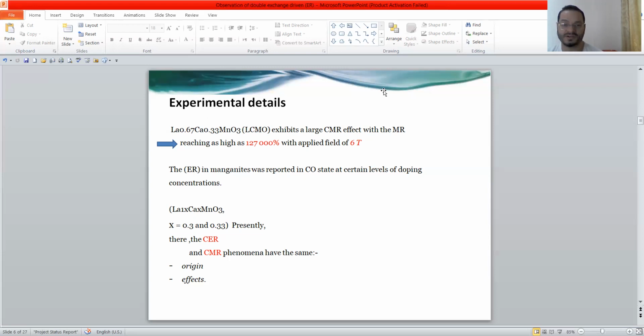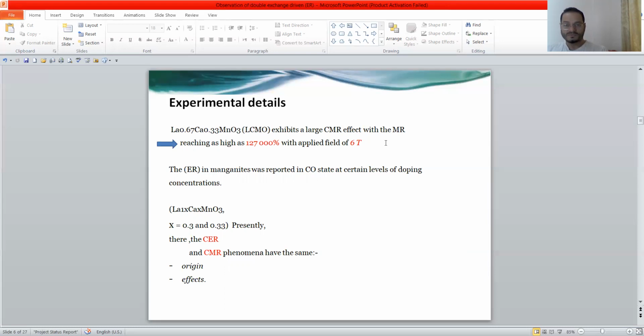this important and interesting result, because it's a huge result: 127,000%, with an applied field of 6 Tesla. I'm talking about a magnetic field equal to 6 Tesla. Here we're dealing with a huge number.